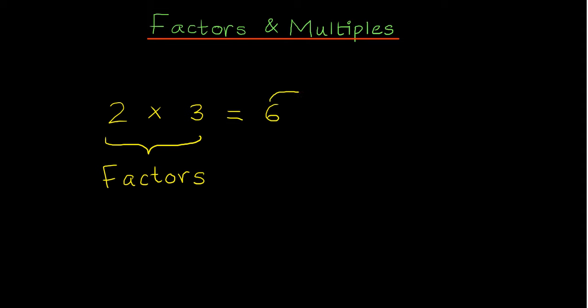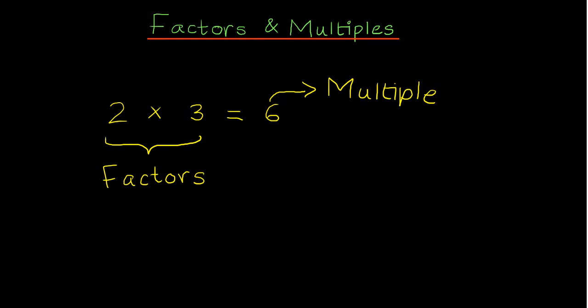And 6 is a multiple of 2 as well as 3 because it comes in the 2 times table. That's why it's a multiple of 2. And it comes in the 3 times table. That's why it's a multiple of 3. Okay, so that's basically a visual explanation of what multiples and factors are.